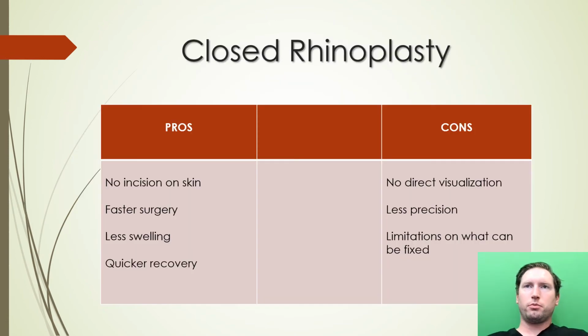So what are some of the pros and cons of closed rhinoplasty? The pros would be no incision on the outside of the skin. It's typically a faster surgery with less swelling in the postoperative period and a much quicker, easier recovery. Some of the cons, though, are no real direct visualization, or very limited visualization. There's less precision because you don't have quite as much exposure and freedom of movement to execute some of the fine moves. So that leads to limitations on what can be fixed.